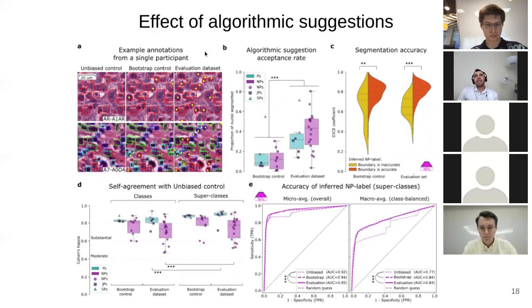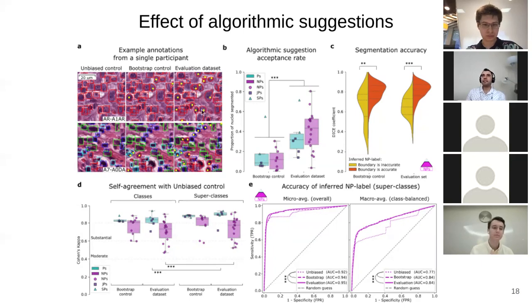Here we investigated the effects of algorithmic suggestions. This is the control experiment that I talked about. If you look for a moment at panel A here, all of these images are from the same person, right? So if you look at the top image, this is the same person annotating the image without seeing suggestions, and then with seeing suggestions. And whenever you see a dot, this basically means that this boundary was not created manually. This was an automatic boundary that the person found to be accurate.